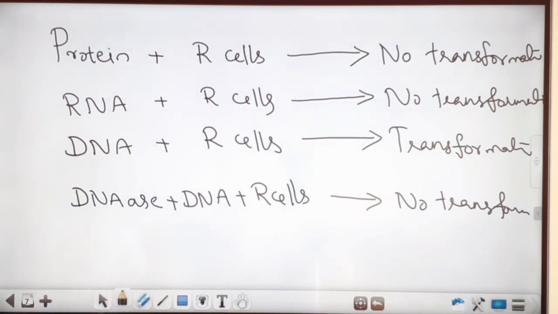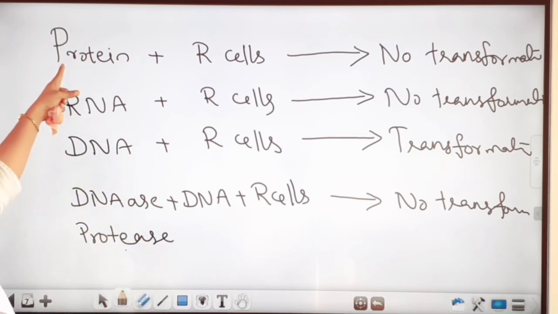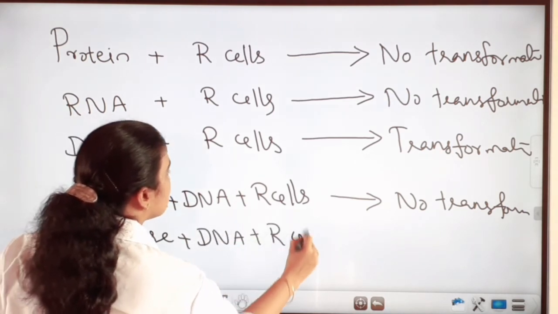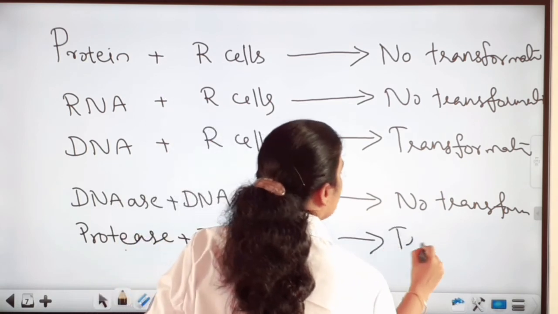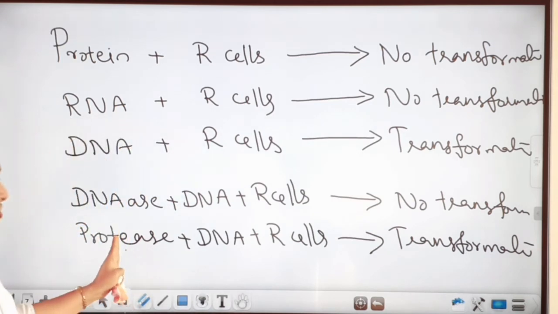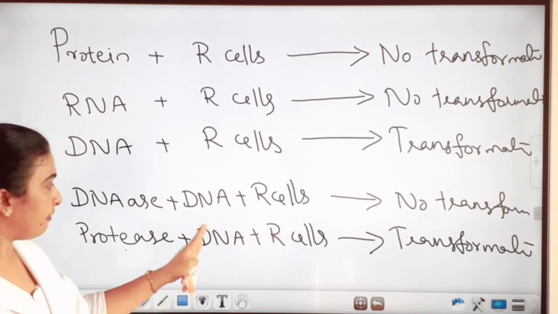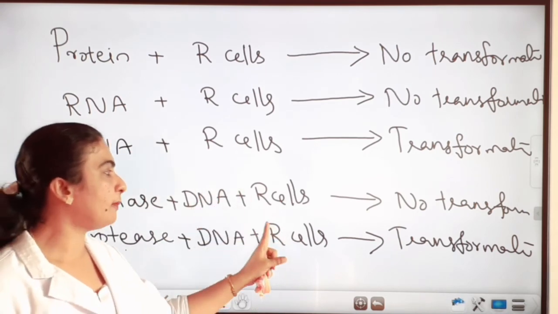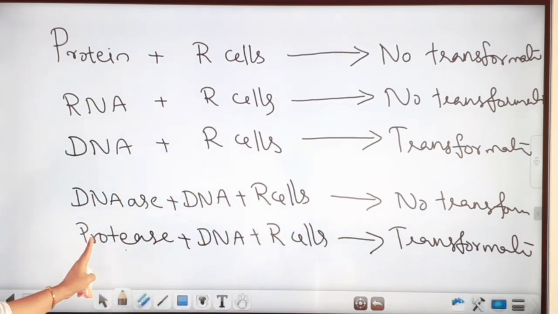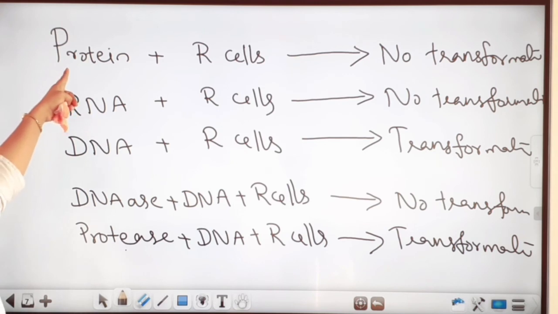Okay, likewise, they added protease. Protease is an enzyme that can digest protein. Protease plus DNA plus R cell. Transformation is there. Why? Because protease digests protein. So the protein does not affect the transformation. If DNA is there, it can transform R cell into S cell. So transformation is there when they added protease. Protease is an enzyme that can digest protein.